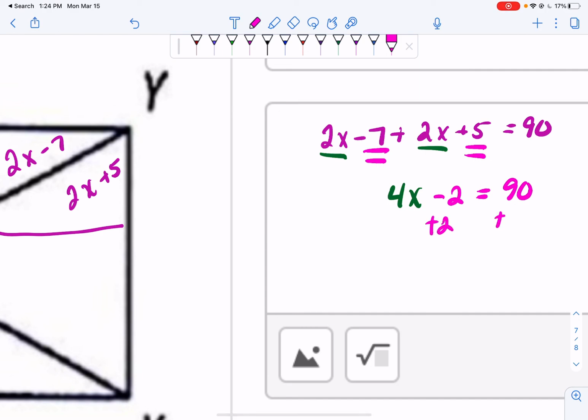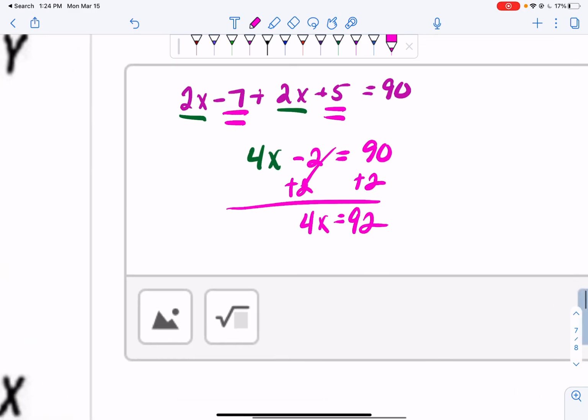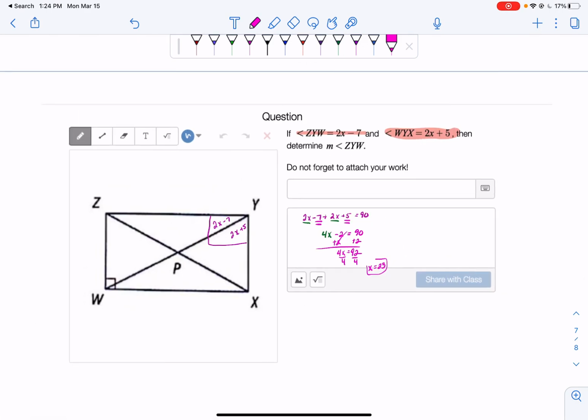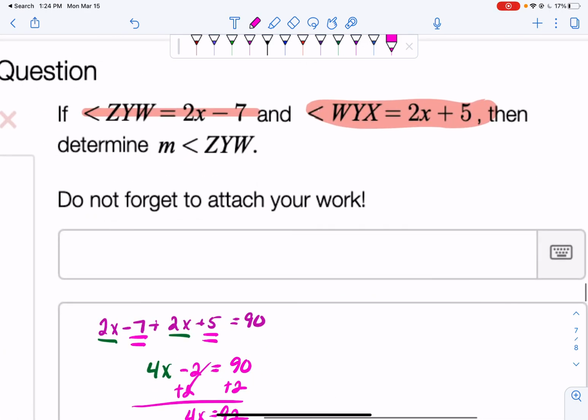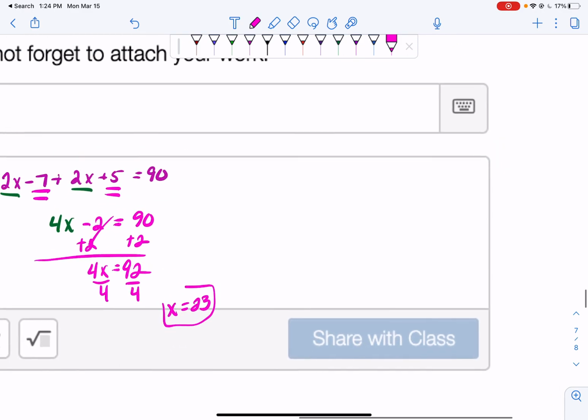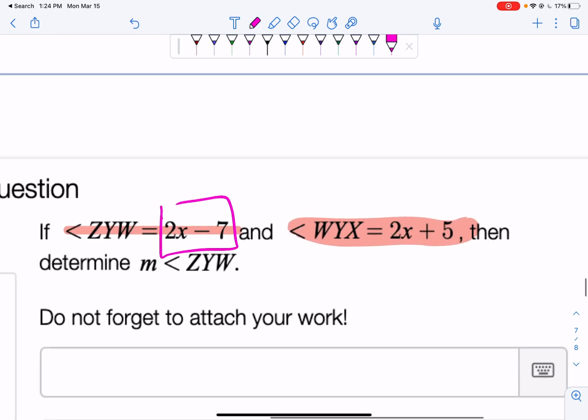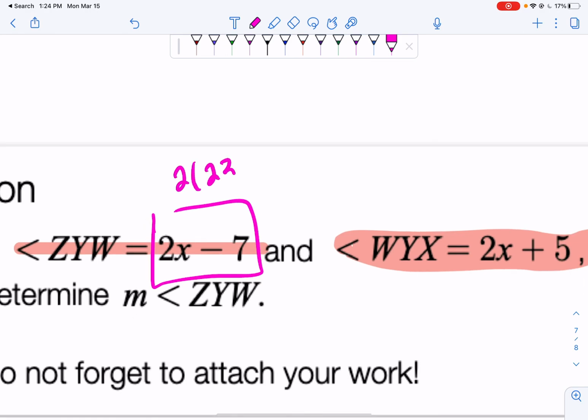Add 2 to both sides. Get 4x equals 92. And then do 92 divided by 4, which gives you 23. If you look though, it says find the value of angle ZYW. We know ZYW is 2x minus 7. So everywhere I see an x, I'm going to substitute a 23. So I have 2 times 23 minus 7. 2 times 23 is 46. Take away 7, 39. So angle ZYW is 39 degrees.